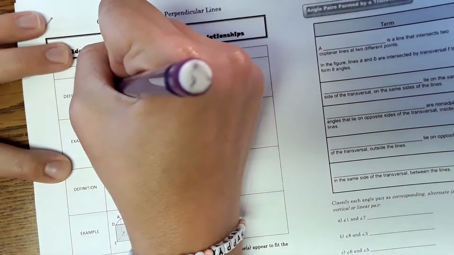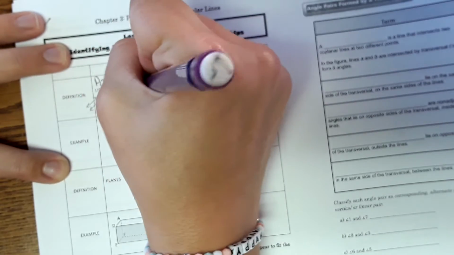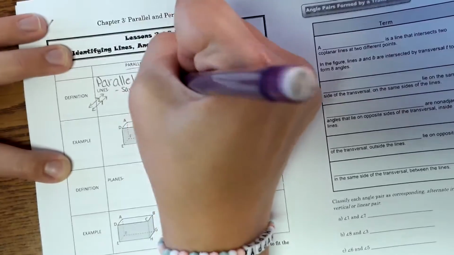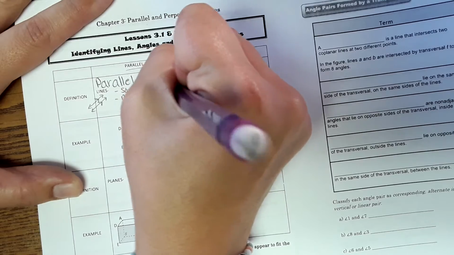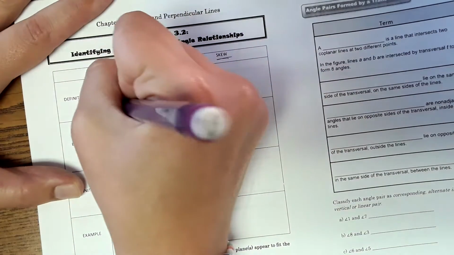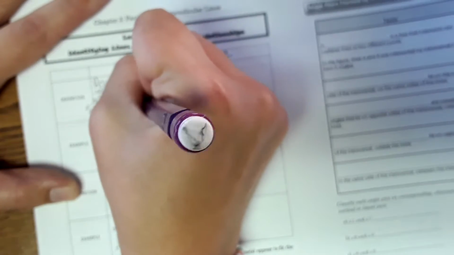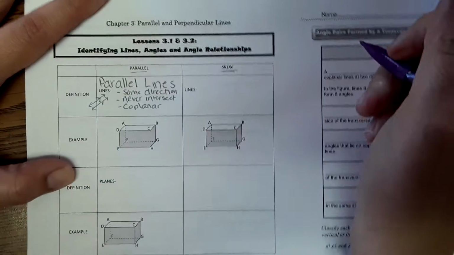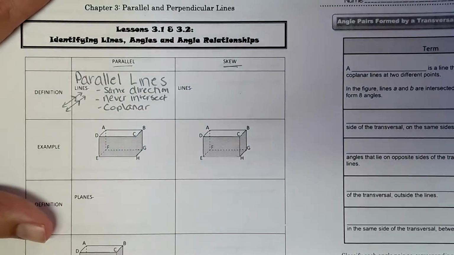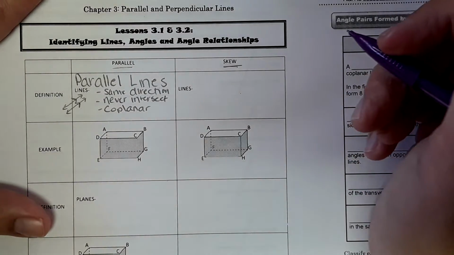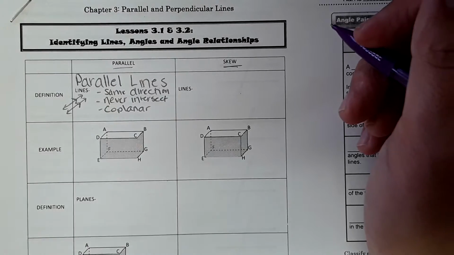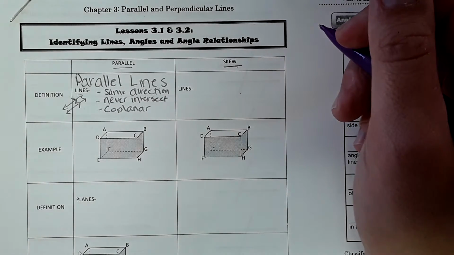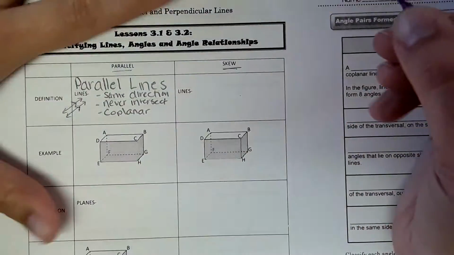And if each line has a matching arrow, that means that those two lines are parallel. So parallel lines: same direction, they never intersect, and they are coplanar. Okay, that's pretty easy. We know what parallel lines are. You've probably been seeing that since elementary school. Skew lines is maybe something new.